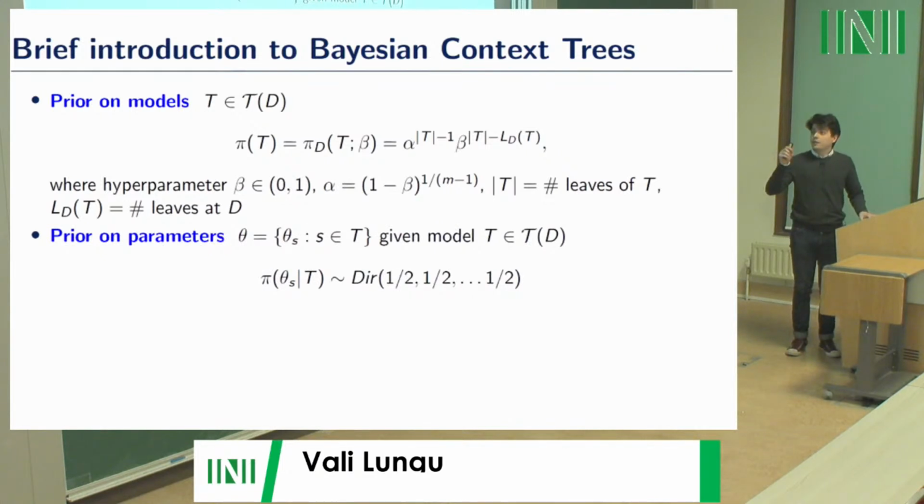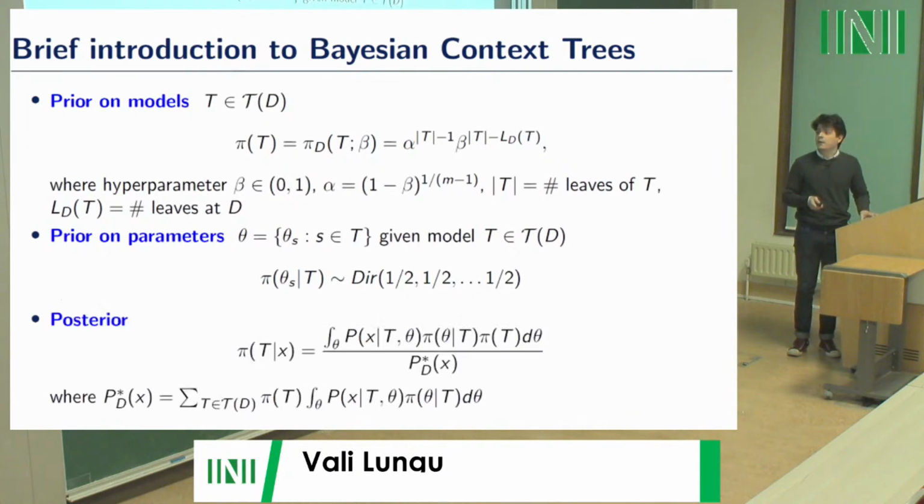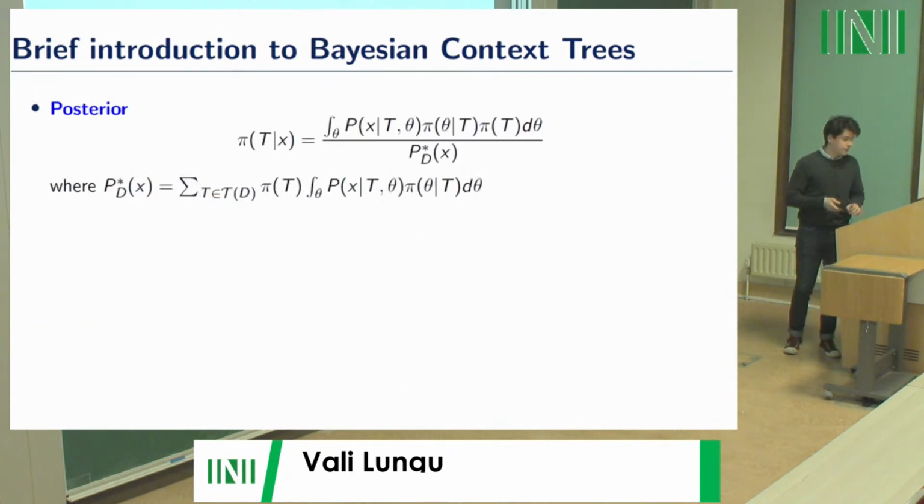Then for each leaf in our tree, we place a Dirichlet half-half prior. So this is standard in Bayesian analysis. And then using Bayes rule, you can show that the form of the posterior looks something like that, where this term here, PD star, is called the evidence or the prior predictive likelihood of the data. And it can be calculated by summing over all the tree structures in your curly T of D.